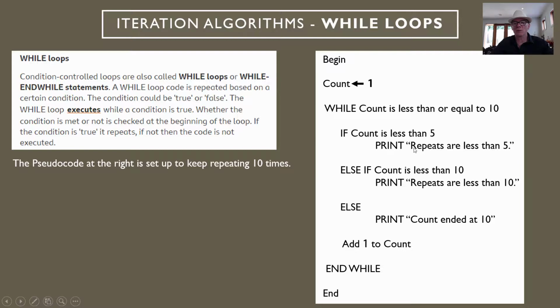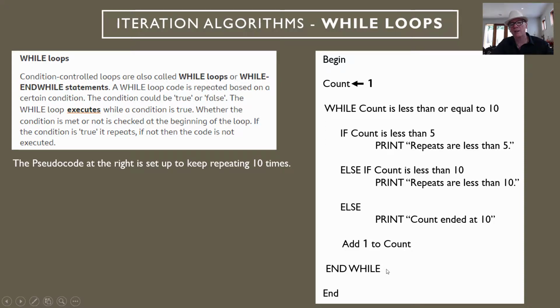So if the count's smaller than 5, we're going to print out repeats are less than 5. If the count's less than 10, we're going to print out repeats are less than 10. Otherwise, the count must be up to 10 now, so we're going to tell them the count ended at 10. And then as the loop progresses, so count number 1, it comes down and does this once, then we add 1 to count, so count will now be 1 plus another 1 will be 2.